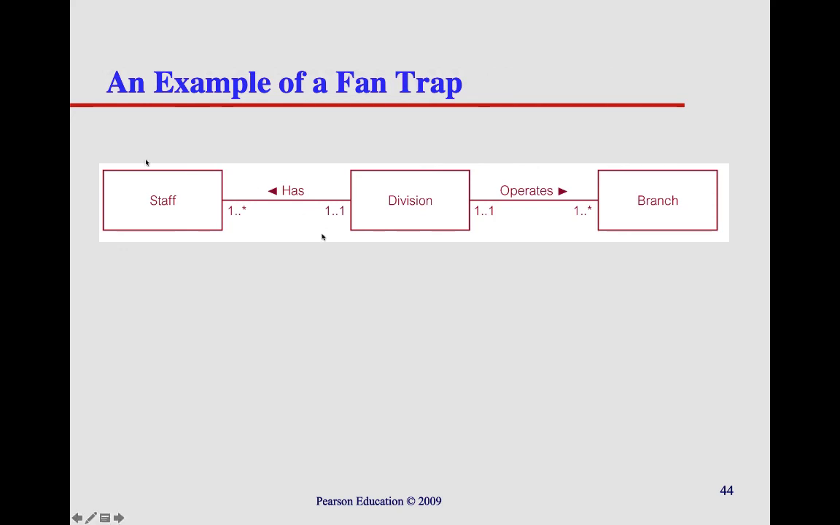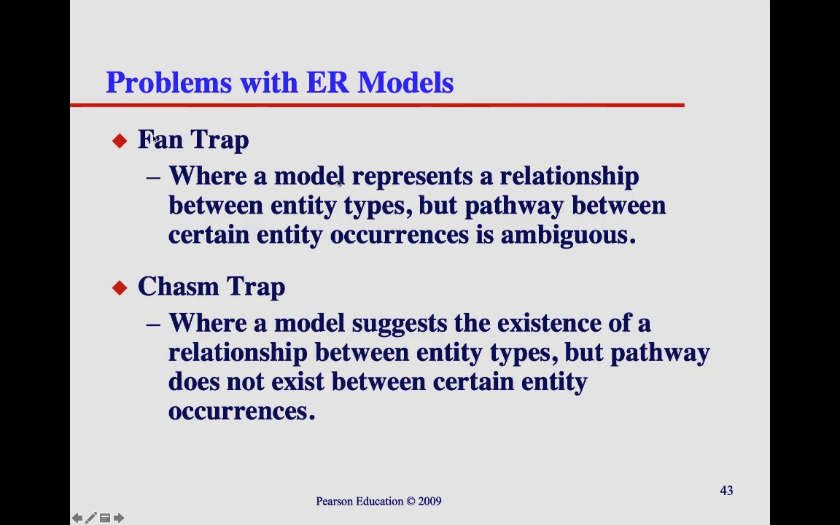So fan traps usually occur when there are multiple one-to-many relationships leaving an entity. It's not always the case, but fan traps generally occur. Notice here's a one-to-many relationship. Here's a one-to-many relationship. That's often when you get into your fan traps. So a fan trap, to sum up, is where you are showing a relationship between entity types, but the pathway is ambiguous. You lose information.